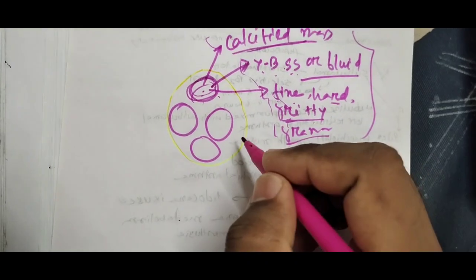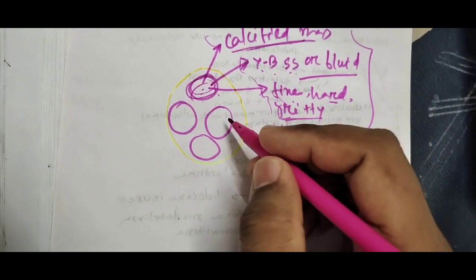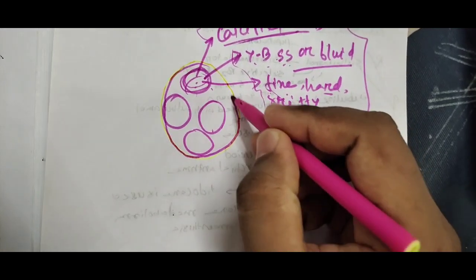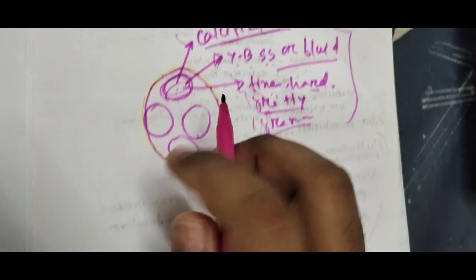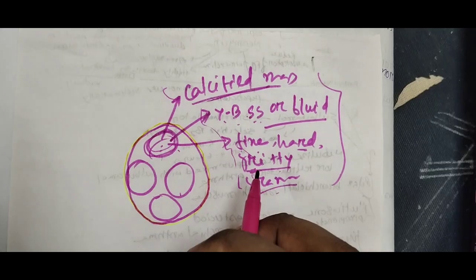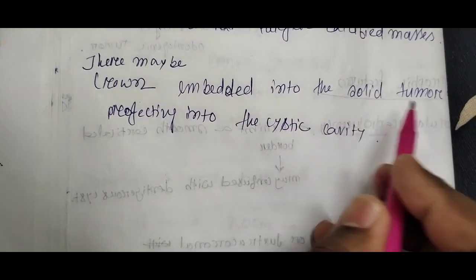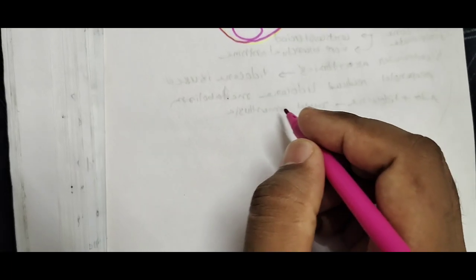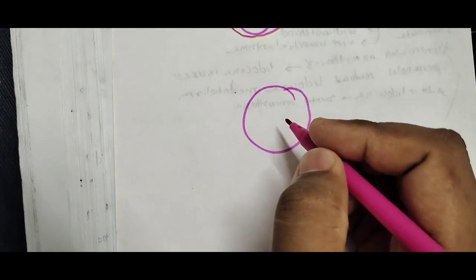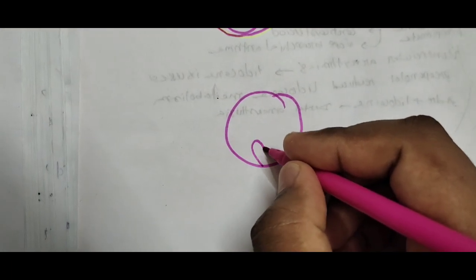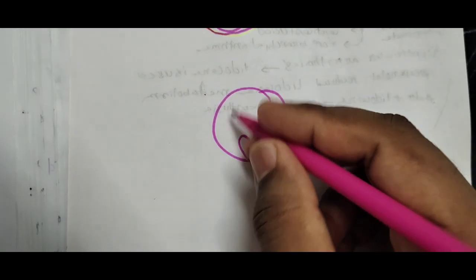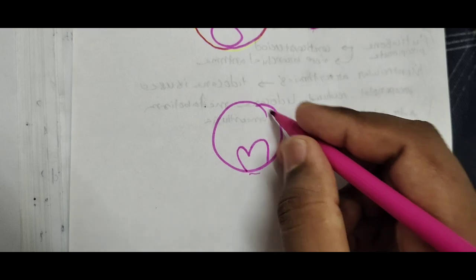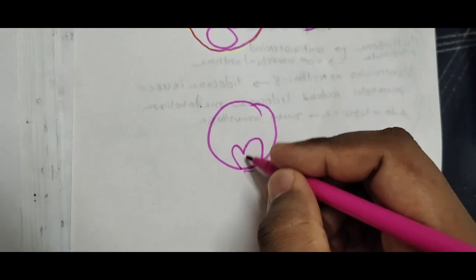There are one to several cystic spaces present in one tumor. Okay, there may be a crown embedded into the solid tumor or projecting into the cystic cavity. Suppose this is the tumor and the crown is inside this cyst or tumor. Okay, the crown may be projecting into this tumor or cystic space.